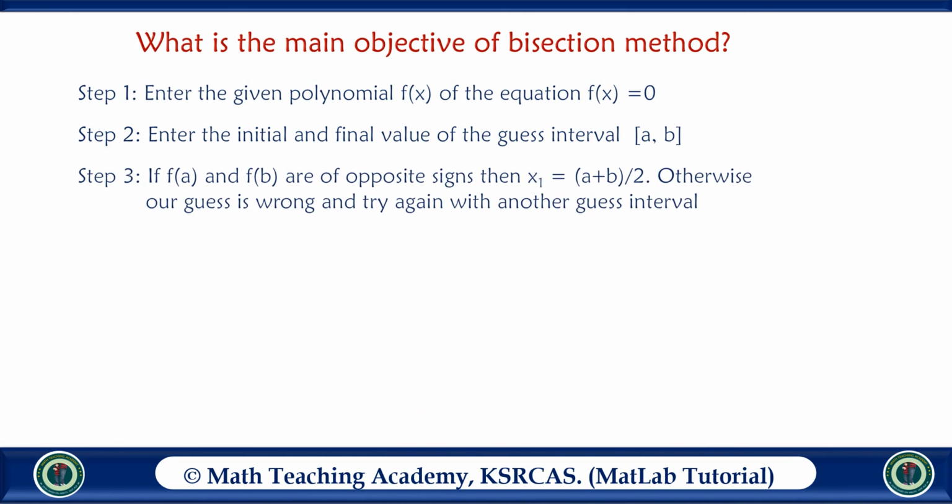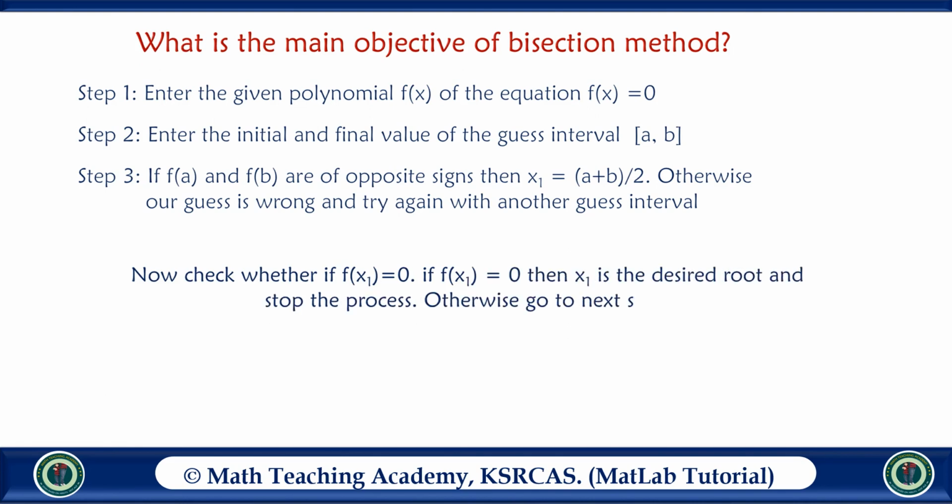Let it be step 3. If f of a and f of b are of opposite signs, then x1 is equal to a plus b by 2. Otherwise, our guess is wrong and try again with another guess interval. Now check whether f of x1 is equal to 0. If f of x1 is equal to 0, then x1 is the desired root and stop the process. Otherwise, go to the next step.